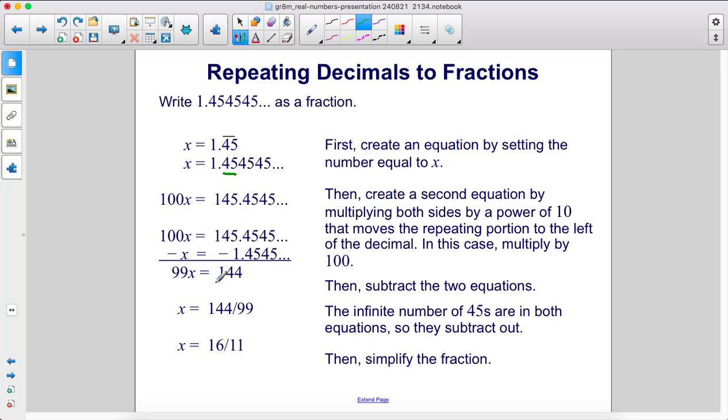Then we subtract the two equations, so that the repeating portion goes away, and we just get 100x minus x is 99x, and on the right side, 145 minus 1 is 144. Divide both sides by 99 and simplify, and we get x equals 16 over 11.